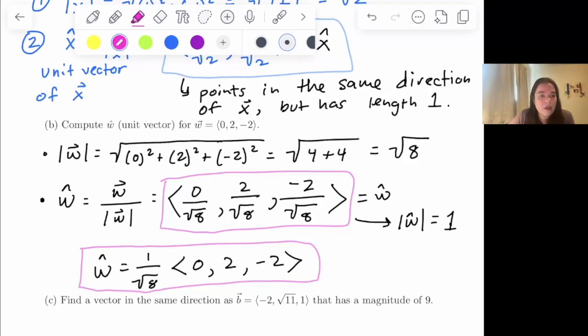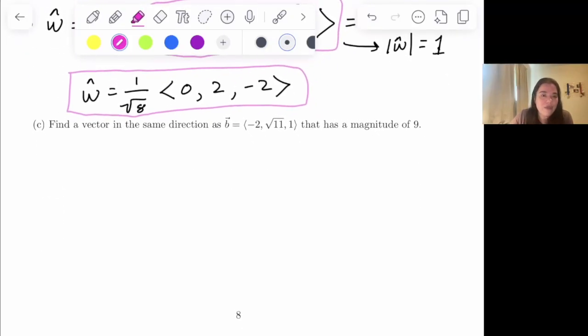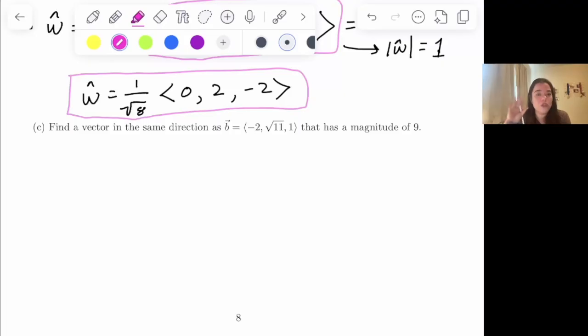Now a quick crash course in part C, we're going to look at why you might want to find a unit vector. There's lots of reasons. Actually, we're just going to look at one since this is just a little sampler. Part C says, find a vector in the same direction as vector B, but has a magnitude of 9.